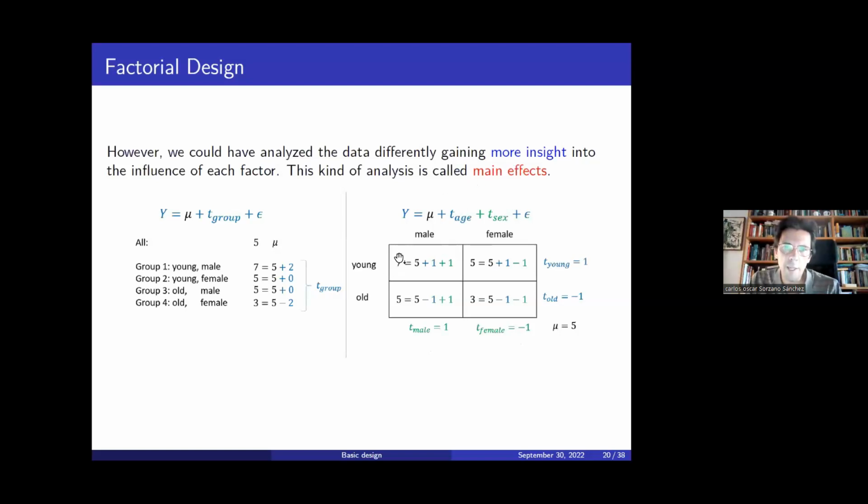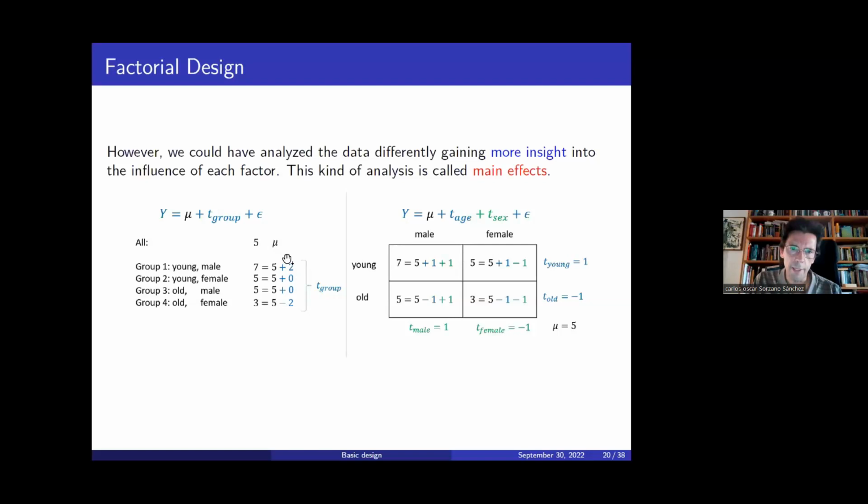And here, for instance, now I can decompose. So for instance, I take the average of all the young animals. So the average of all young animals is 6, and the difference between 6 and the overall mean of 5 is 1. So that means that the effect of being young is +1, and the effect of being old is -1. And I can do the same for the females. So now I can explain this 7. So this 7 is an overall mean of 5, +1 because you are young, +1 because you are male. And this 3 is an overall mean of 5, -1 because you are old, -1 because you are female.